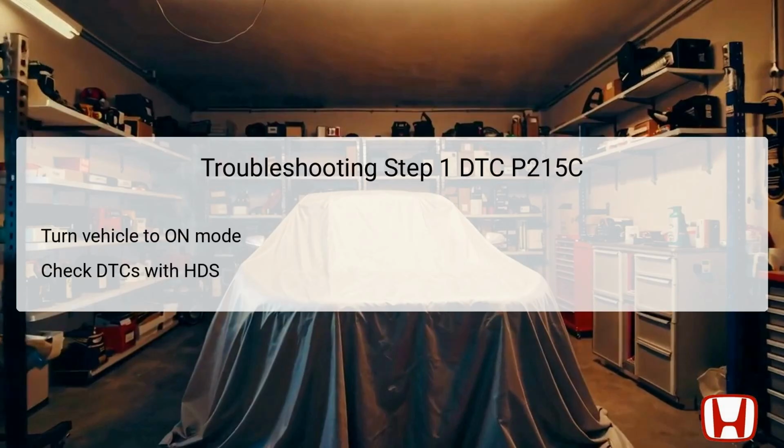The initial troubleshooting step for DTC P215C involves putting the vehicle into the on position without starting the engine. This mode allows the Honda Diagnostic System, HDS, to perform a thorough check for any confirmed or pending diagnostic trouble codes. The HDS is a diagnostic tool specifically designed for Honda and Acura vehicles, providing detailed information about the car's various systems. Once in the on mode, the next crucial part is to scan for DTCs, particularly P215C.